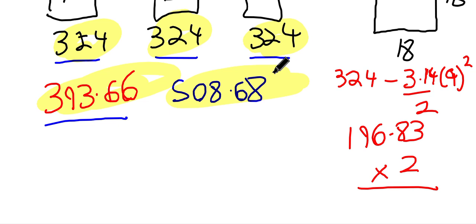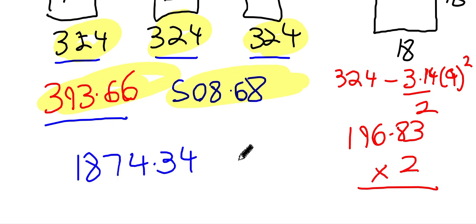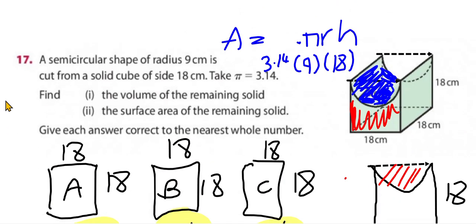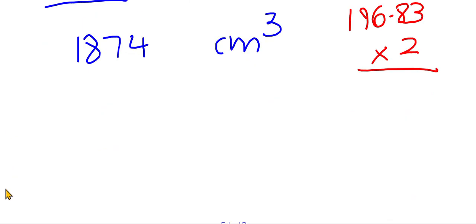Lads, very easy to get the full answer now. Plus the 5 of them. 1874 point. Units. Centimeters cubed. To the nearest whole number. Okay. To the nearest whole number, 1874, yeah.